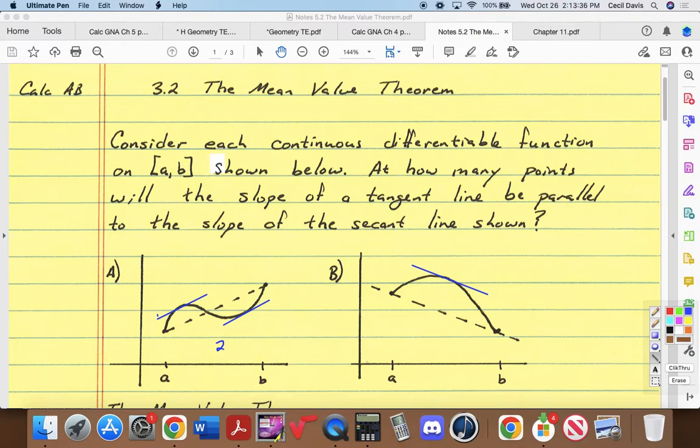So the mean value theorem is something that's called an existence theorem. It tells you that under these conditions, you're going to have a tangent line that's parallel to the secant line. It doesn't help you find it at all. It just tells you there's going to be one. Okay? Now, the slope of these blue lines, well, that's the derivative at one of those points, right? The slope of the secant line is the average rate of change. Right? The average rate of change is the change in y over the change in x.